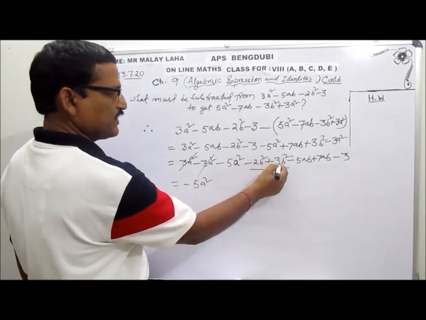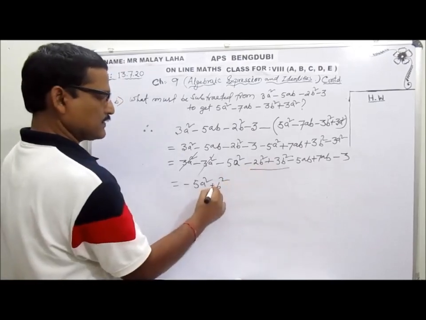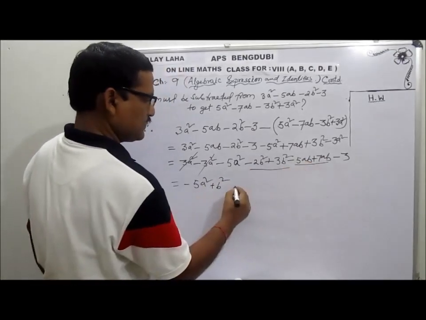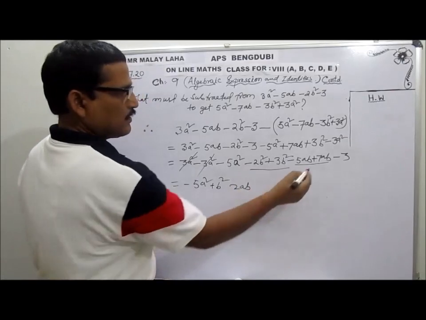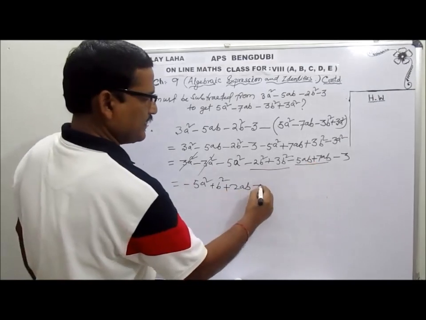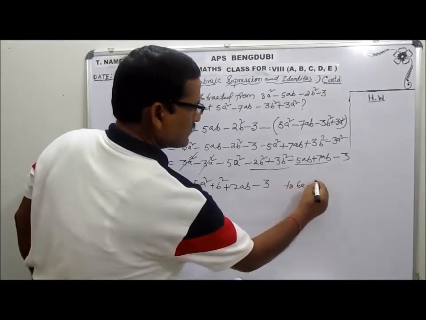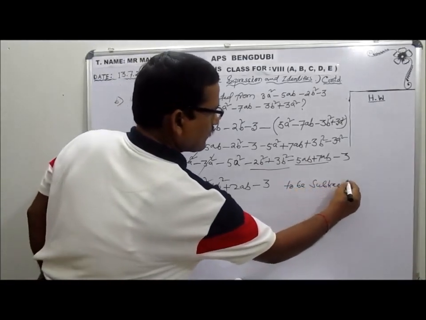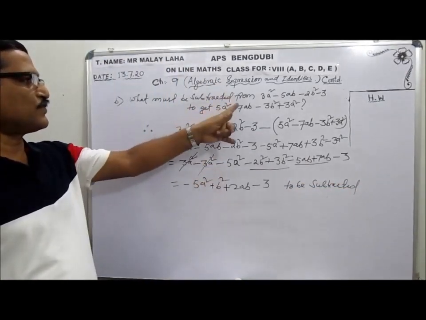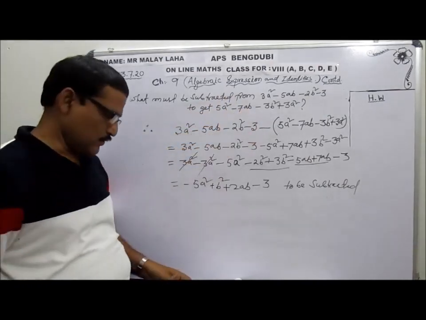So 2 subtracted from 3 is b square, and the sign of the numerically greater, which is 3, is plus, so plus b square. Minus 5ab plus 7ab, 5 subtracted from 7, answer is 2ab. The sign of the numerically greater, 7, is plus, that's why plus 2ab. And finally this must be subtracted. The only thing we have to mention is, if we subtract this from the first expression, then only you will get the second expression. Any doubt? You should not have any doubt.